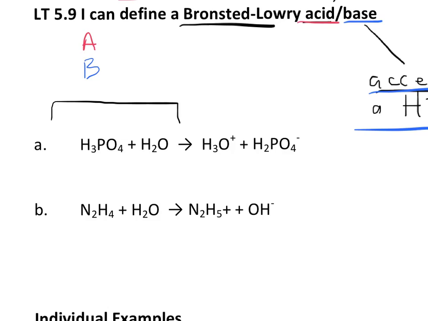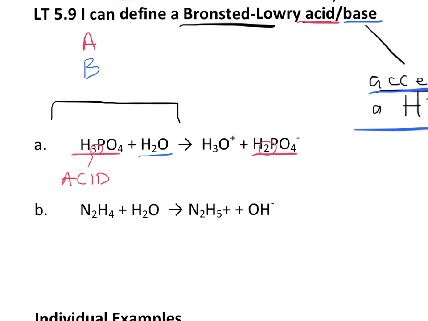So if we look at H3PO4, we see that on the reactant side it's H3PO4, and on the product side it looks similar except it's H2PO4. So because it lost or donated a hydrogen ion, we know that it is the acid. And again, we know that it lost or donated because it started with 3 hydrogen atoms, and in the end it only had 2 hydrogen atoms. So it must have lost one or donated it.